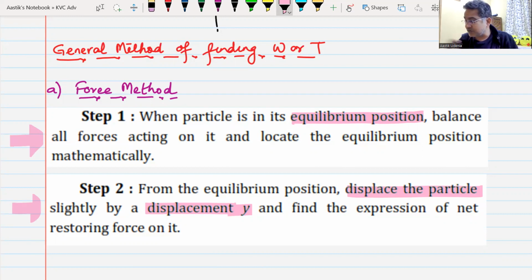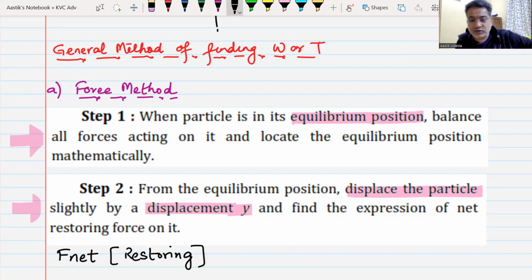What is the net force acting on the body? Do we understand this? So basically, when you displace the body from this equilibrium position, you have to find out the net force acting on the body. Do we understand this? Yes, sir. This net force, as I told you, is known as the restoring force. Why is it known as the restoring force? Because this will be trying to bring the body back to its equilibrium position. Yes or no? Yes, sir. So we have to find out the net force acting on the body. Do we understand this? Yes, sir.